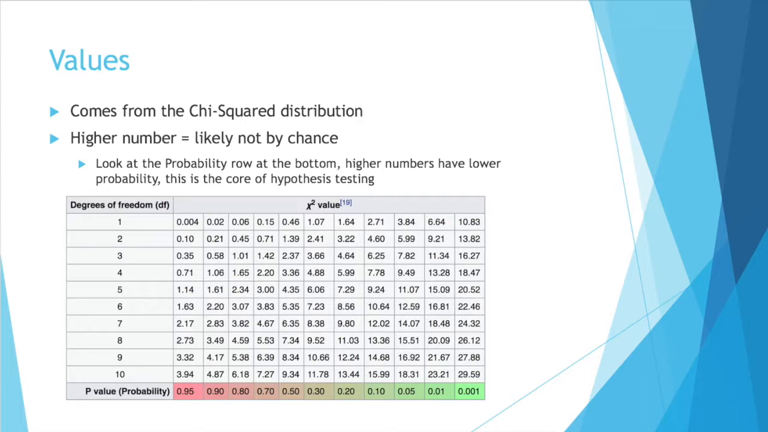Now, on the very bottom row, your p-value, the probability that this would occur, you'll notice those decrease. So the relationship here is the higher your chi-squared value, the less likely it is to occur. The less likely that whatever you're looking at fits your expectation. If you get a really high chi-squared value, that means your observation was nothing like what you expected, and the probability of that is very low.